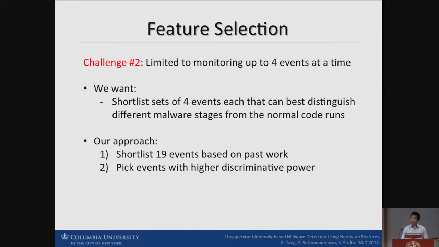Now, the second challenge we face is an inherent limitation of the hardware performance counters that we use. On the Intel processor chips that we use, the counters are limited to monitoring only up to 4 events concurrently at any one time. However, there are more than 200 possible events that can be monitored. So how do we select the events that we want to monitor? Ideally, we want to shortlist groups of 4 events each that can best distinguish the malware stages from the normal code execution. So our approach here is a 2-step process.